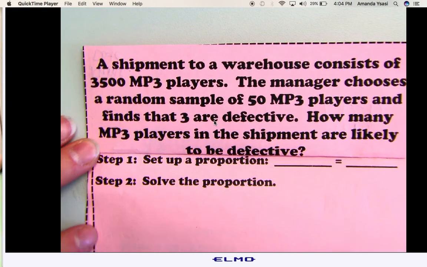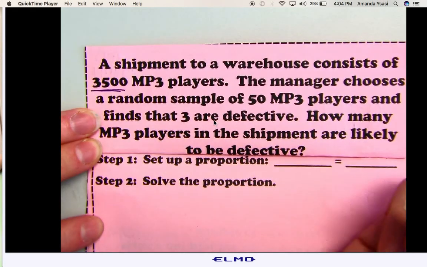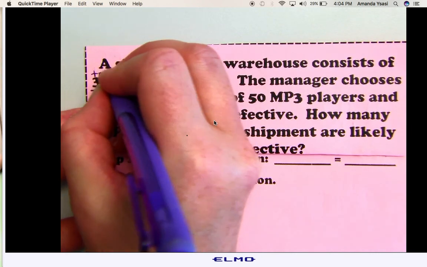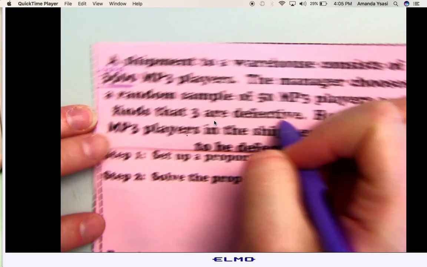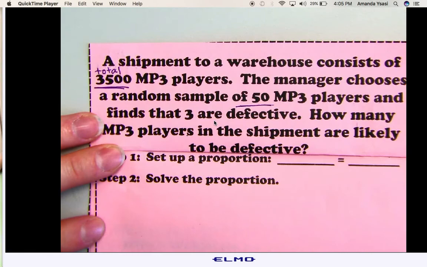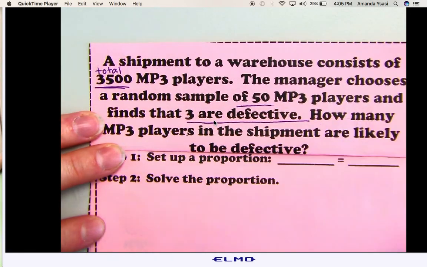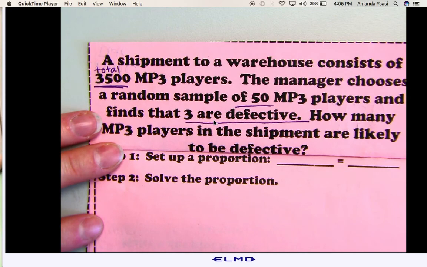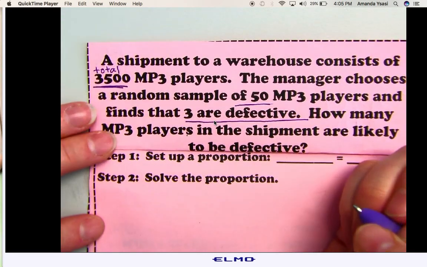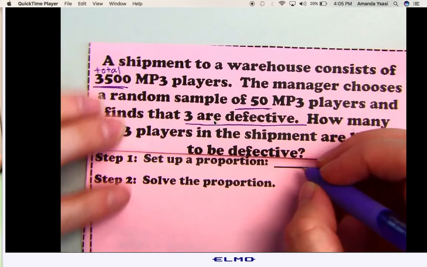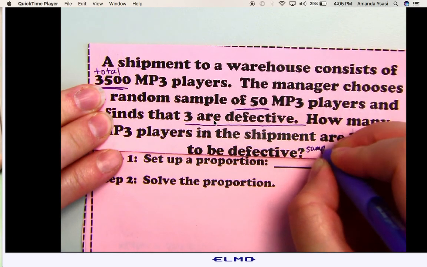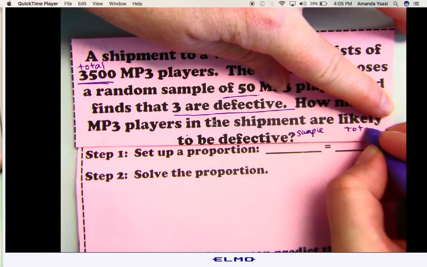So in order to solve this, we look at the important stuff. It says the shipment is a total of 3,500. But he's taking a random sample to find out approximately how many are going to be defective for the whole shipment. So his random sample consisted of a sample total of 50, and 3 are defective. So we are going to find out how many are likely to be defective. So we are going to set up a proportion. We are going to do the sample on the first fraction, and then the total on the second fraction.